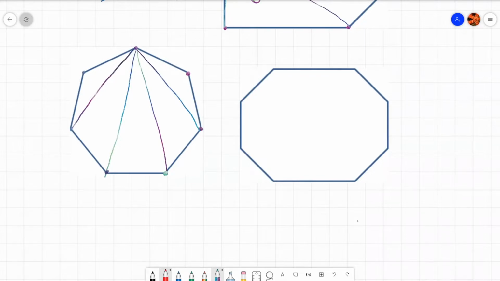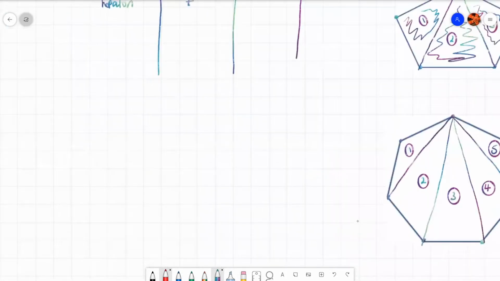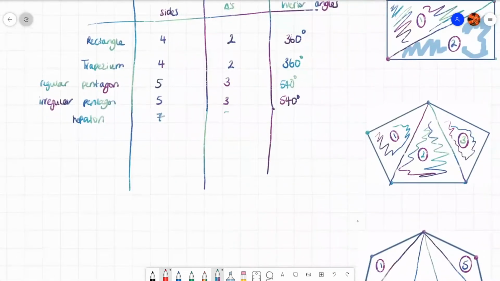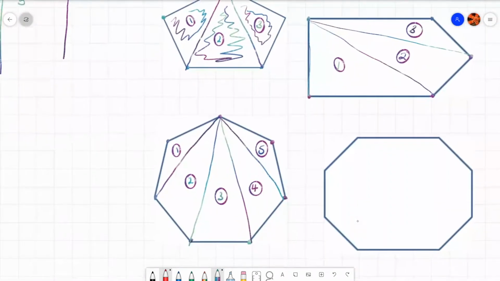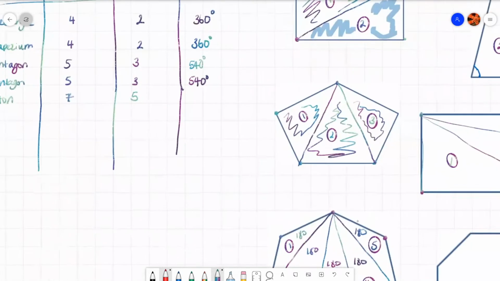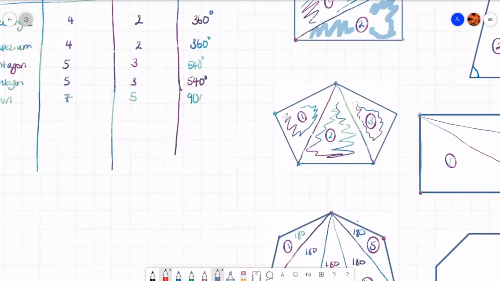So how many triangles have I made? 1, 2, 3, 4, 5. I've made 5 triangles. So a heptagon is 7 sides, and I've made 5 triangles. Again, each triangle's angles add up to 180, 180, 180, 180, and 180. So 180 times 5 is 900 degrees. So the angles in a 7-sided shape would all add up to 900 degrees.